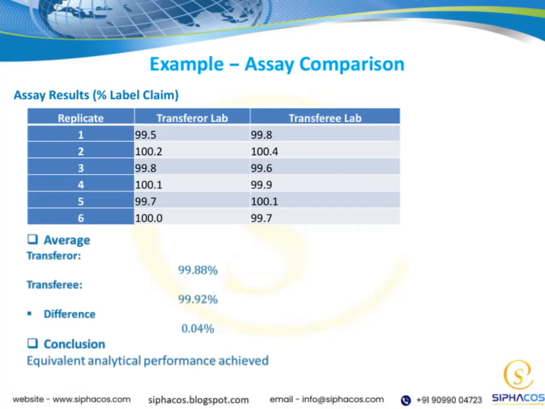Here, we see a side-by-side comparison of assay results from 2 different labs, the transferer and the transferee. Each replicate shows how close their measurements are to the expected label claim, hovering right around 100%. This table highlights the consistency between labs, confirming that the assay performs reliably no matter where it's run. It's a crucial step in demonstrating that the method transfers successfully and maintains accuracy across different settings.